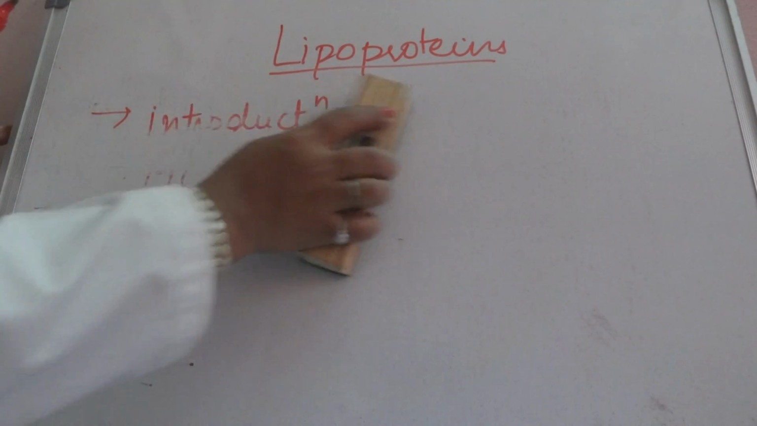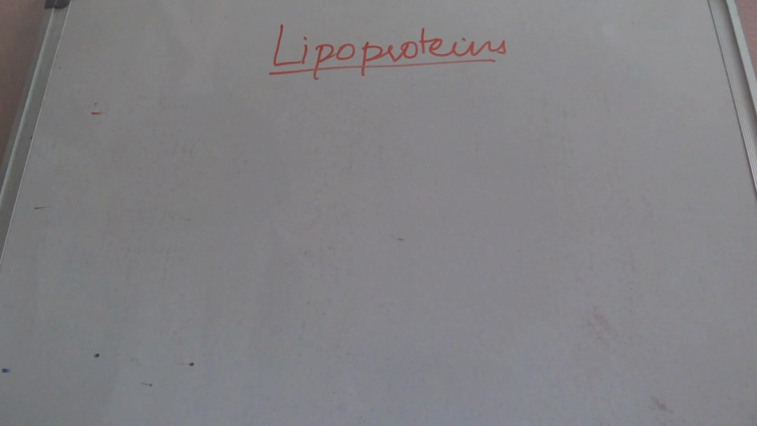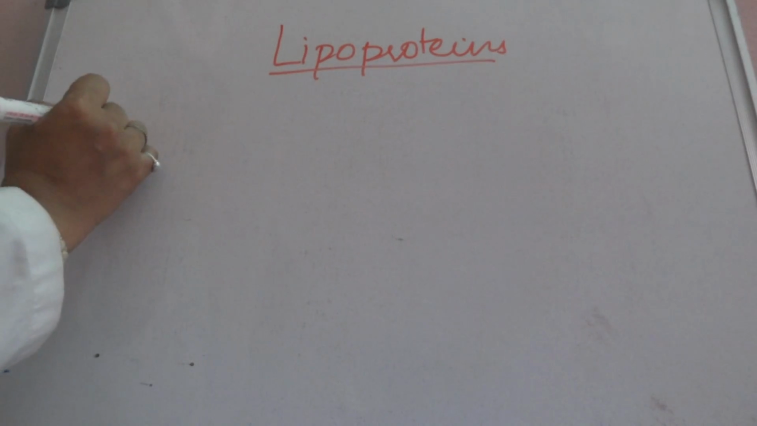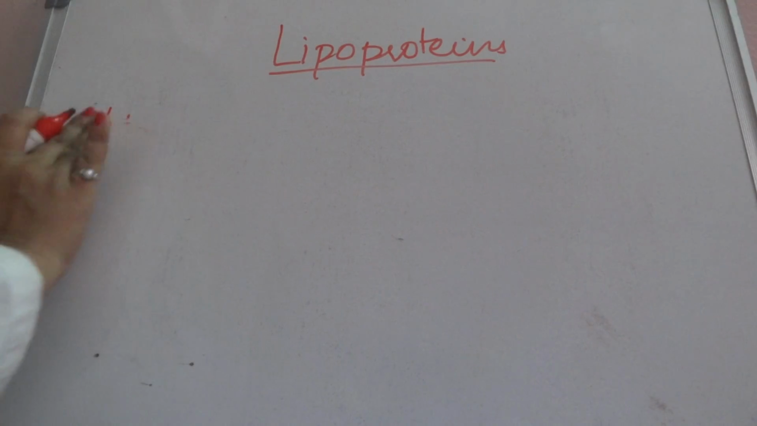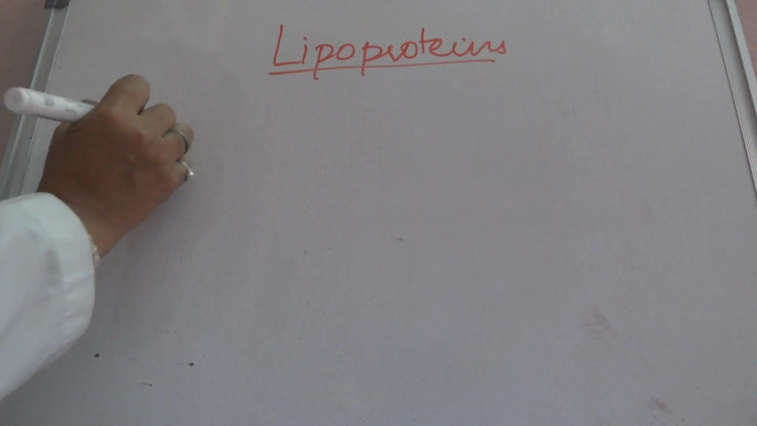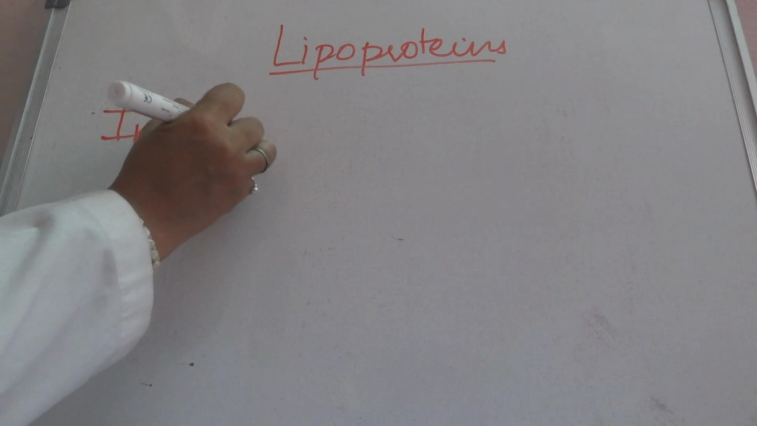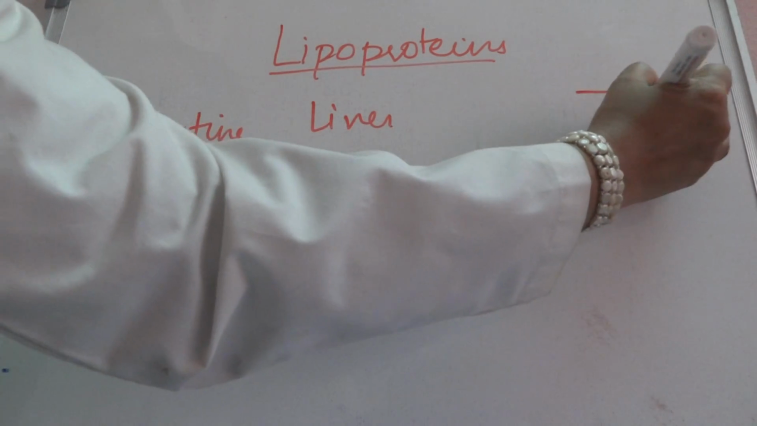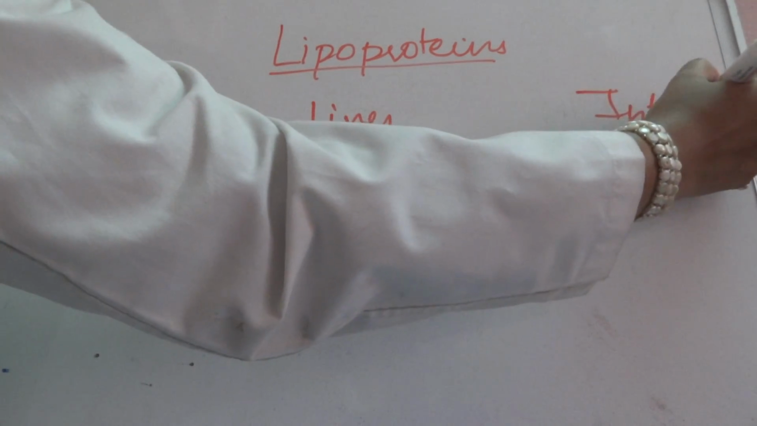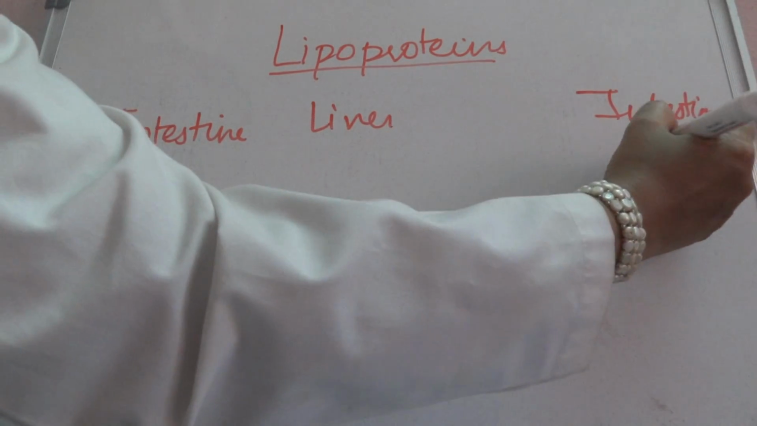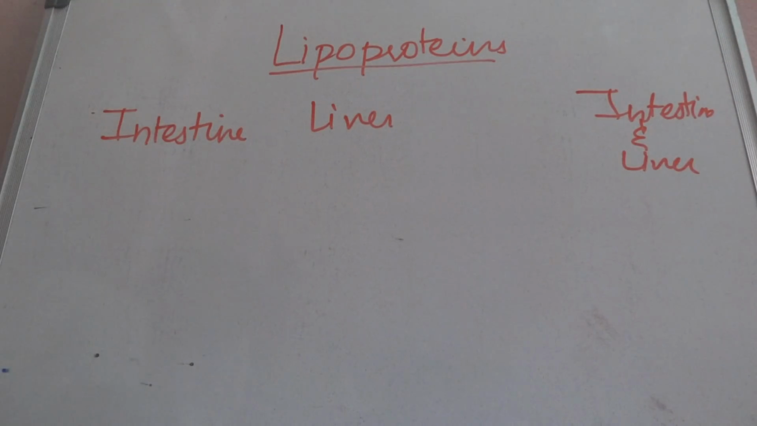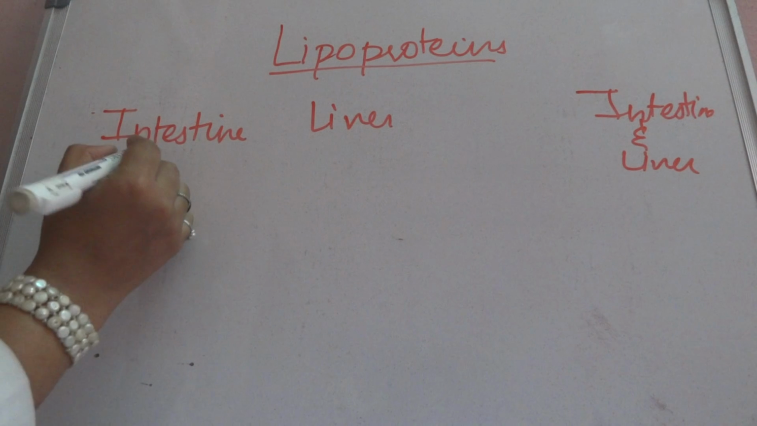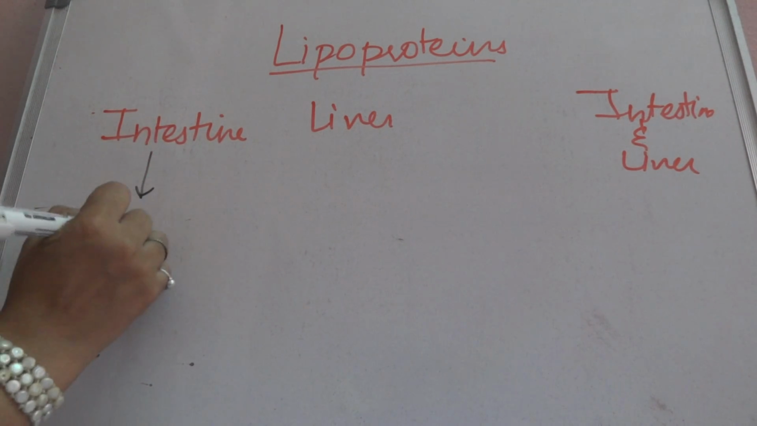exams. Now, before we see what is lipoprotein, we need to know where is lipoprotein synthesized. So there are organs which will synthesize lipoprotein. First is intestine, second is liver, then intestine and liver together. Okay, so these are the important organs. Intestine will help in the formation of chylomicron.